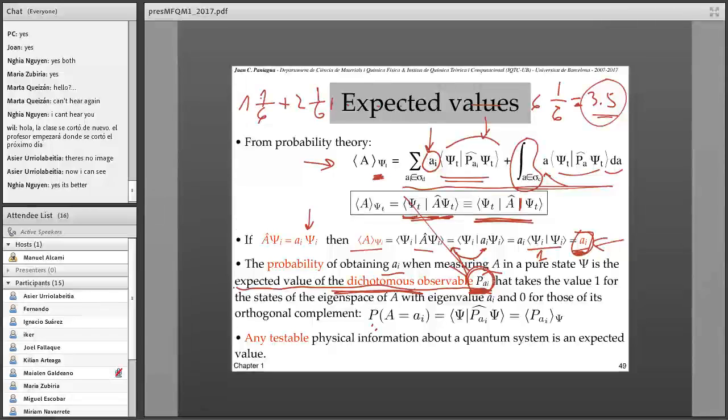I don't know why. Okay. Sometimes letters disappear here.